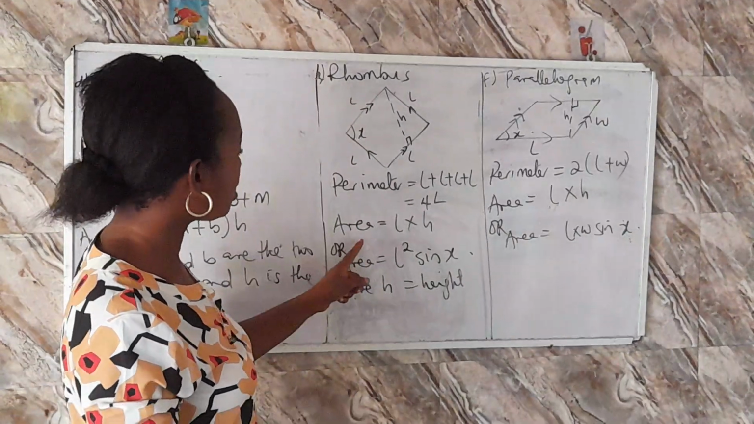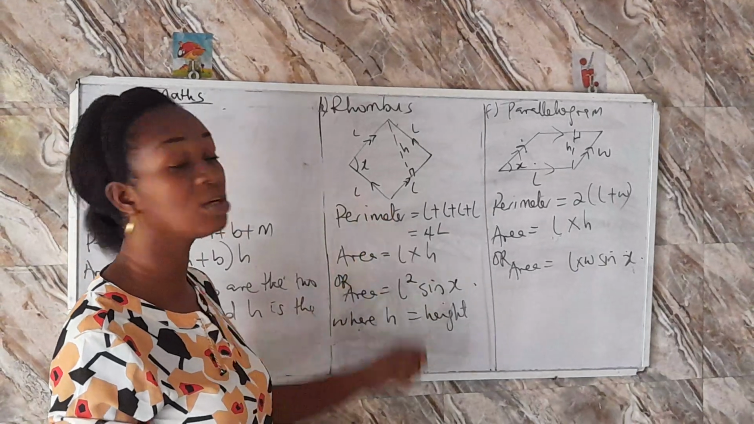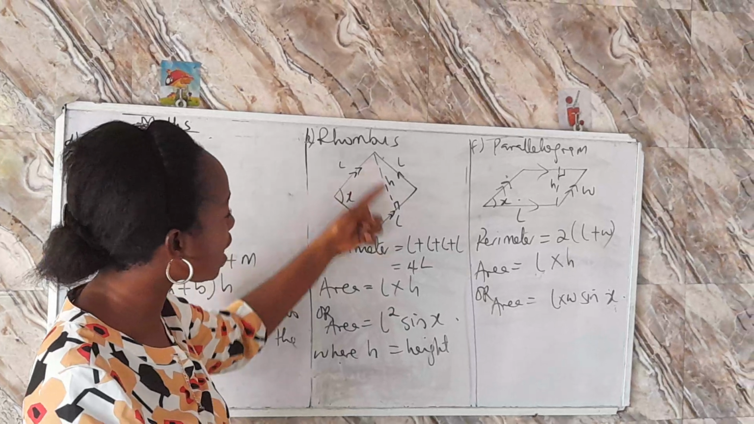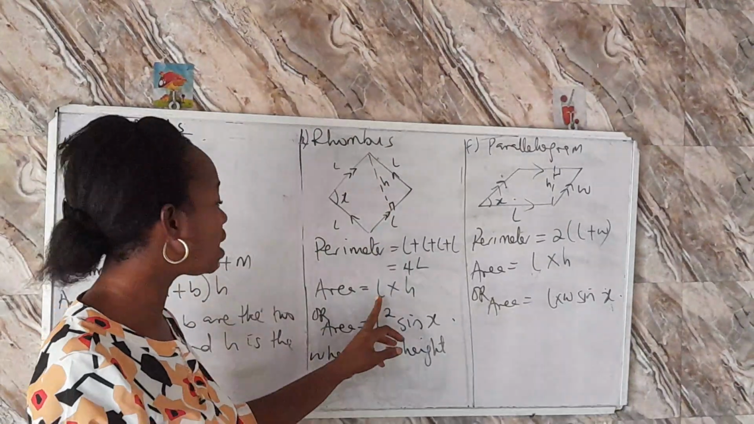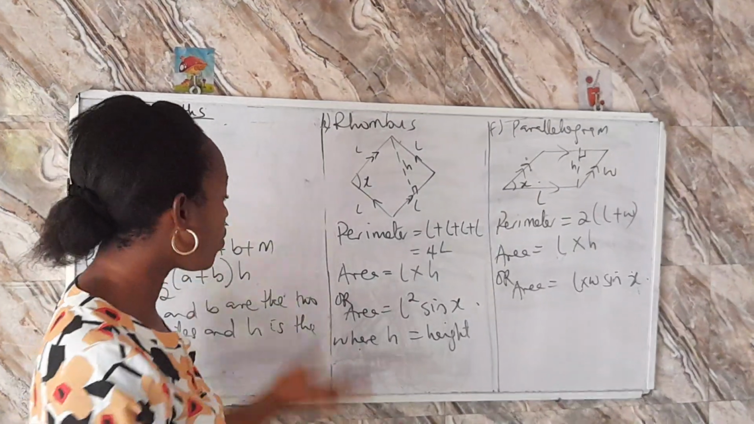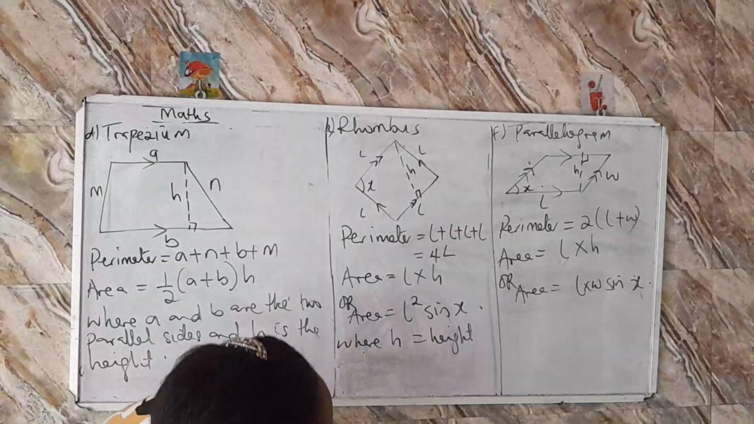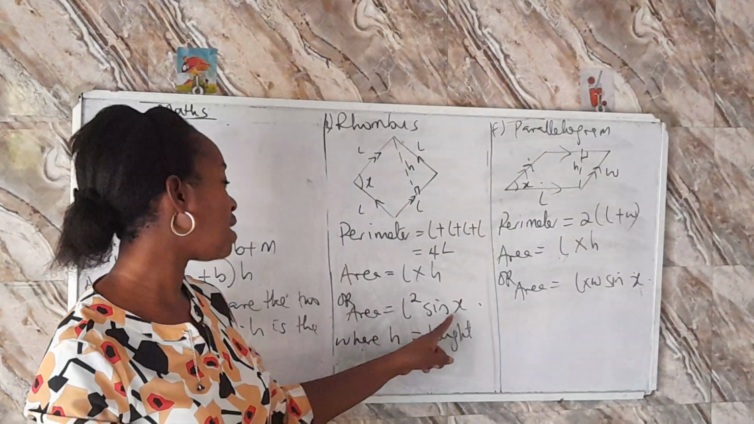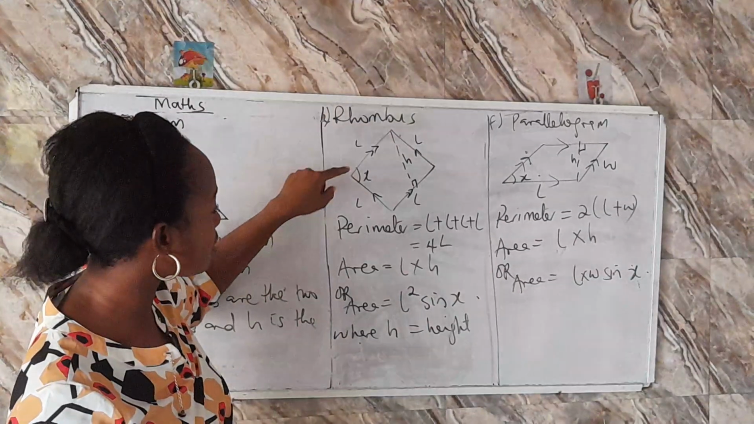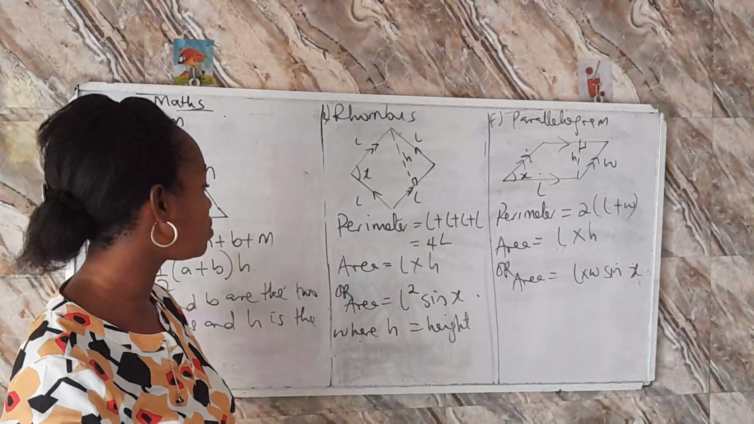Now the area will be length times h, where L is the length of the side and h is the height. This is the perpendicular height here. So multiplying the length and the height gives us the area of the rhombus. Or we can use L squared sine x, where x is the angle, this angle here. Okay, so that is it.